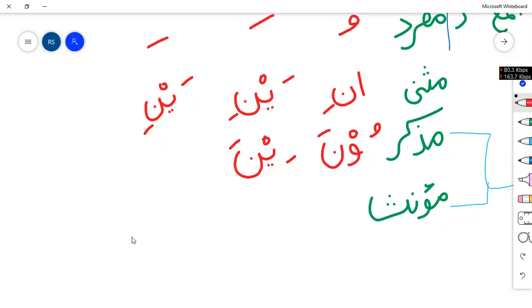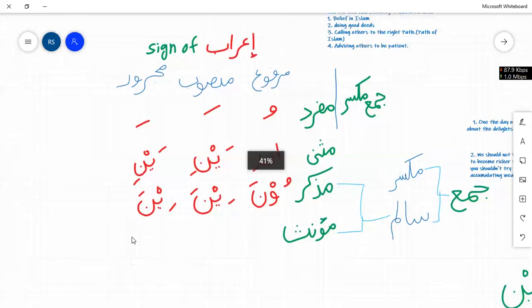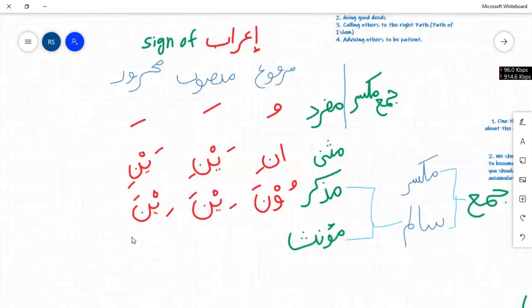Then what is the Jar case? That also has Ya and Noon: kasra, Ya sukoon, Noon fatha. Okay. So this is the table. You all can make a screenshot if you want. Jamma Mukassar and Mufrad have this i'rab. Musanna has this i'rab. Then Jamma Muzakkar Salim has this i'rab.